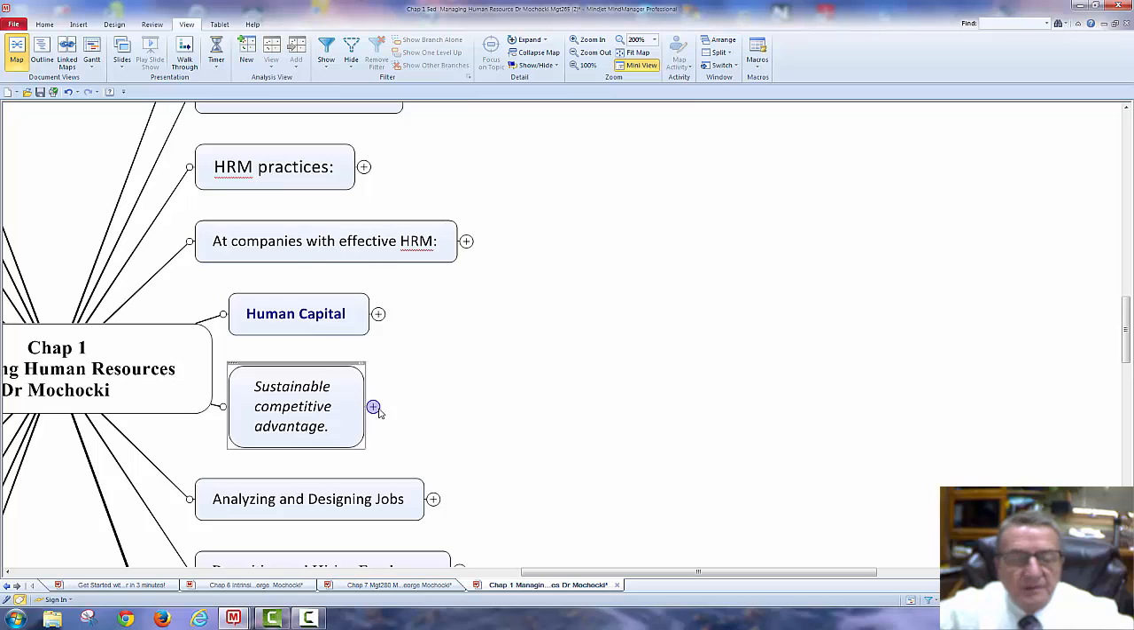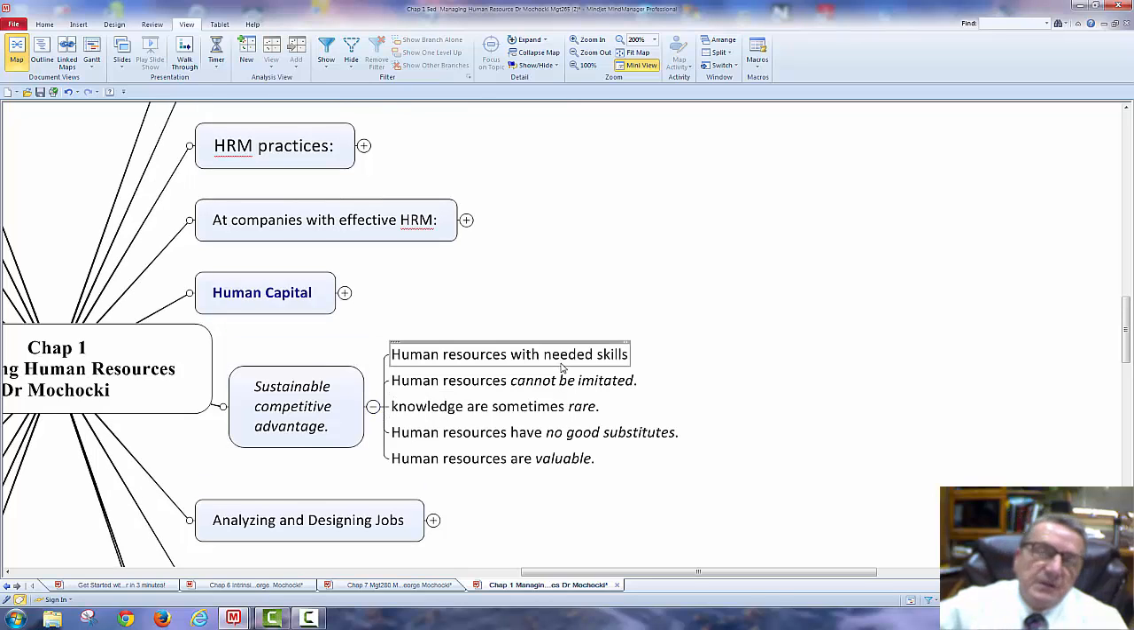Okay, sustainable and competitive. Human resources. I have to have the right individual to be able to function as a company, which makes me sustainable. It means people buy my product or my services, and human resources cannot be imitated. Even though I have machines that give me knowledge, you still need that thinking, that creativity. There's no computer in the world that thinks like the human mind. There's some that come close, but not exactly. Okay, knowledge is sometimes rare. Human resources have no good substitutes. Human resources are a valuable asset.